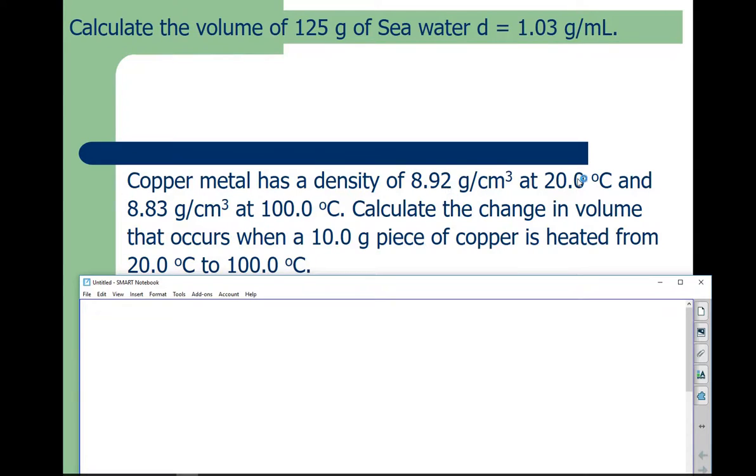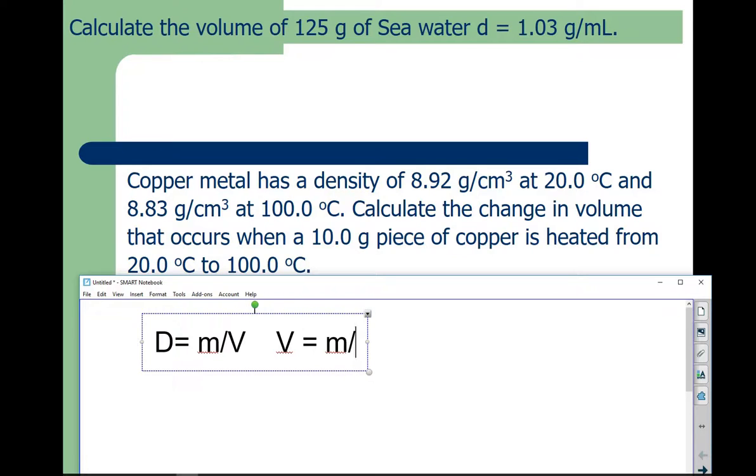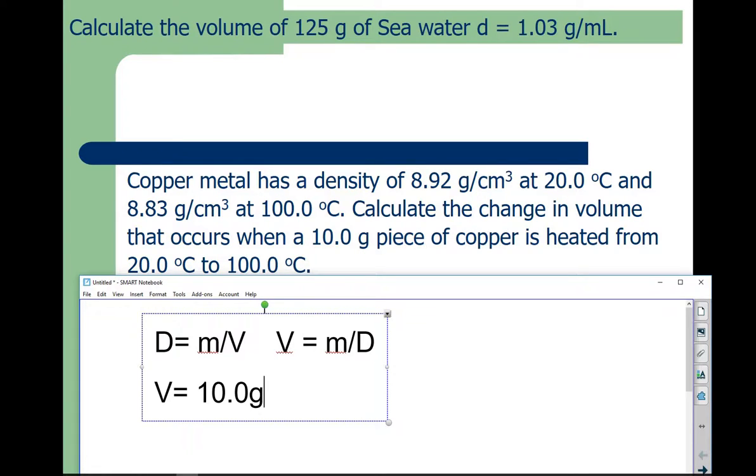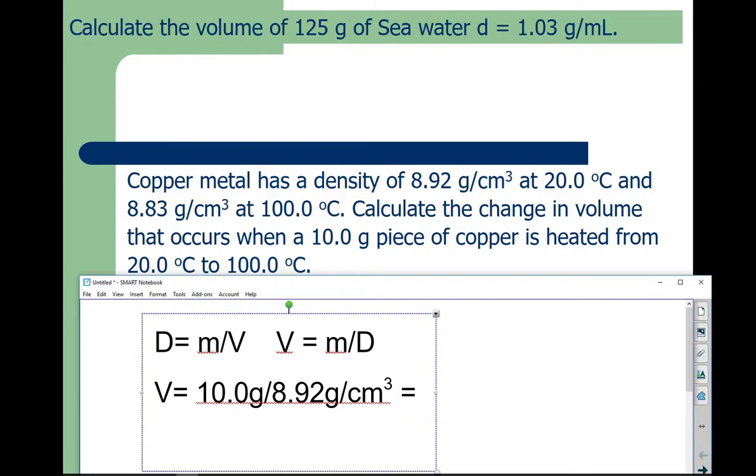So since this is density, we have a 10-gram piece. Remember that density is equal to mass divided by volume. So if we rearrange that, we're going to end up with volume is equal to mass divided by density. So as we put those in for each of them, we would end up with volume equals, our mass is always 10.0 grams, and we would divide that by, the first one, 8.92 grams per centimeter cubed, and we would get an answer.